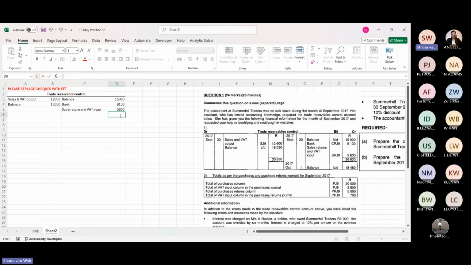Okay. Let me ask, why do you feel it's okay to put the sales return and the VAT on the debit side? Is it right, Zuleika?